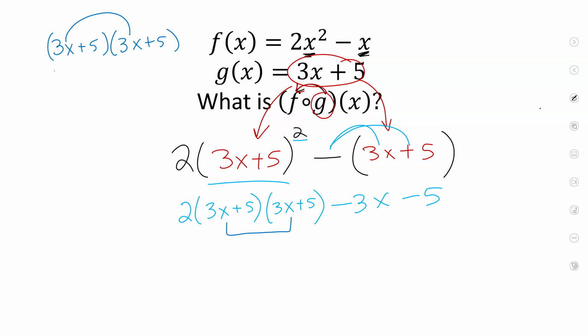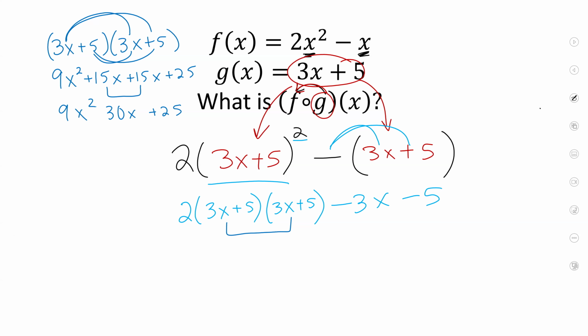3x times 3x is 9x what? Squared. 3x times 5 is 15x. 5 times 3x is 15x. 5 times 5 is 25. Combine that middle. We'll get 30x. Bring the rest down. That's what this is. You guys see that?